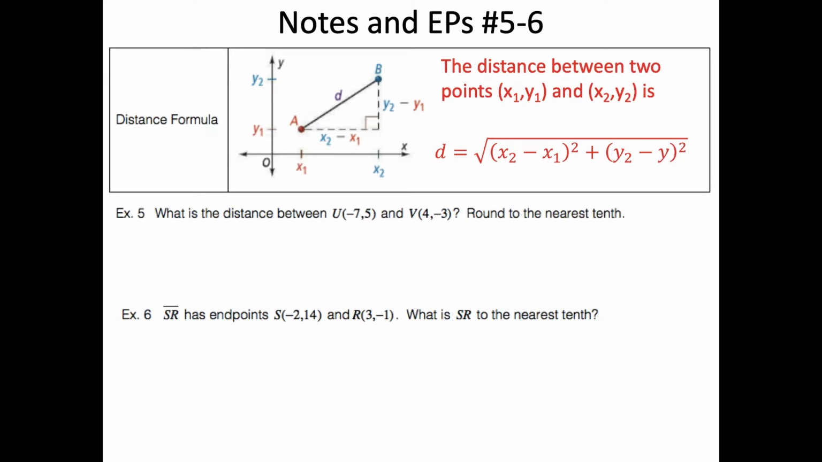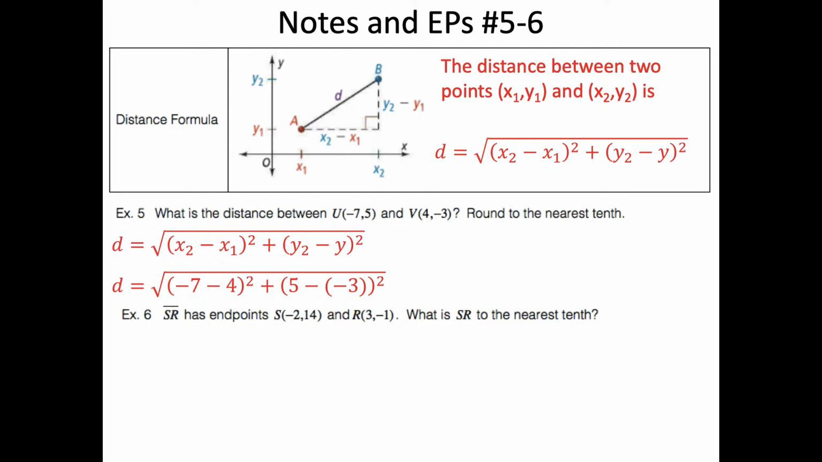All right, so let's go through this first problem. The first thing I'm going to do is write down my distance formula. Then I'm just going to substitute in the values here: -7 and 4 for my x's, and 5 and -3 for my y's. So now we can just do it out.